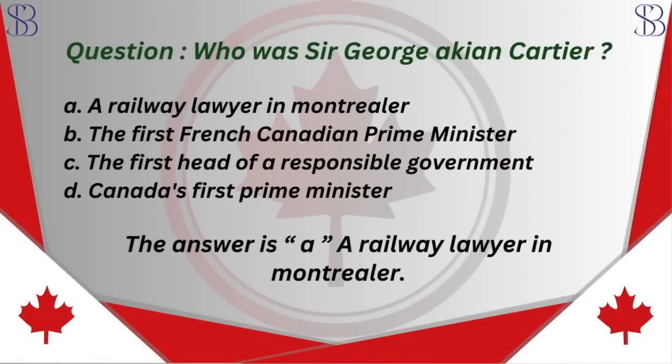Question. Who was Sir George Etienne Cartier? A. A railway lawyer in Montreal. B. The first French-Canadian Prime Minister. C. The first head of the responsible government. D. Canada's first Prime Minister. The answer is A. A railway lawyer in Montreal.